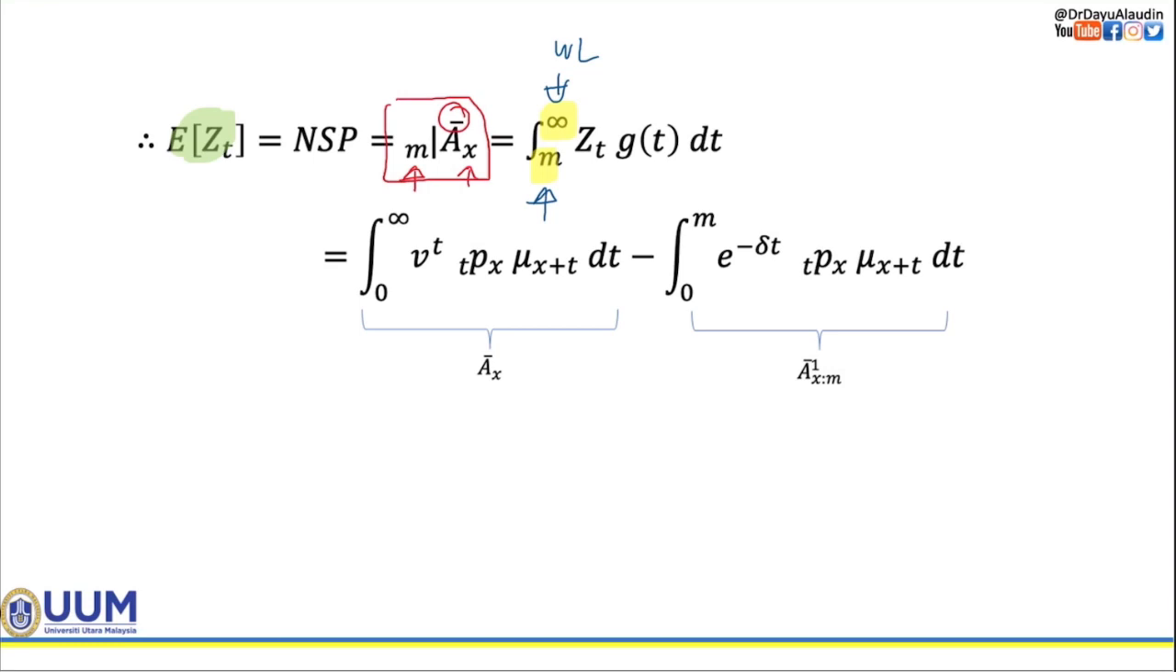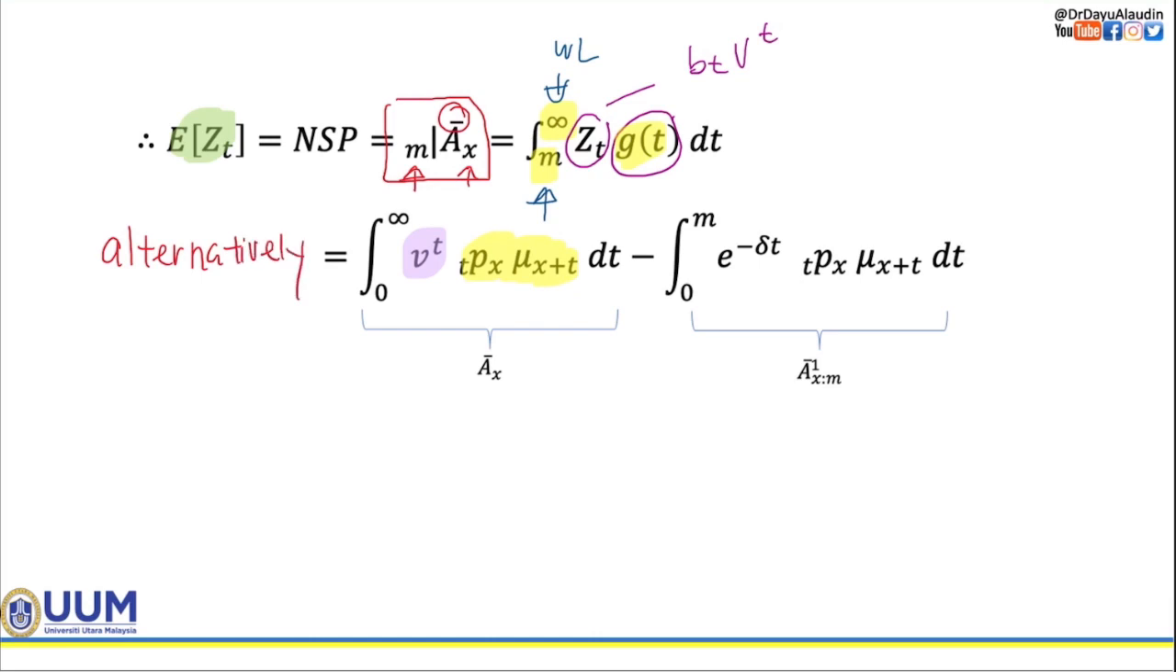And then we have two components here, Zt and Gt. Zt is Bt times Vt. In this case, Bt is equal to 1. Therefore, Zt is equal to Vt. And Gt is tPx times mu x plus t. It is the PDF.